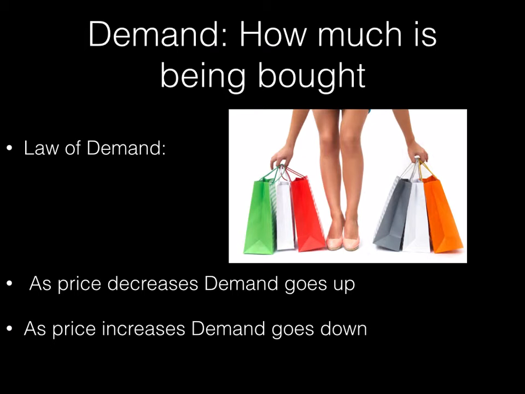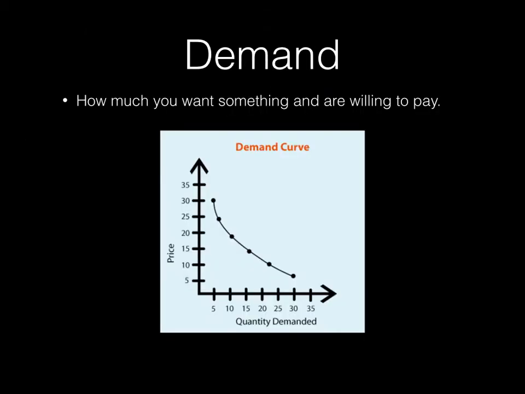And that makes sense. If you think about it, if you go into a store and something's on sale, you're going to buy more of it. You might buy one for yourself and one for your friend. But if you go into a store and the price of something is high, you might only buy one. So we can also graph this. And we graph this as a downward curve because as we move down the curve and down in price, we're moving out in the amount demanded. So we see that at a price of 30, we're only going to buy 5 because that's a little bit expensive. But as the price falls, we are going to demand more. We'll ask for more the cheaper it gets. That's the law of demand.